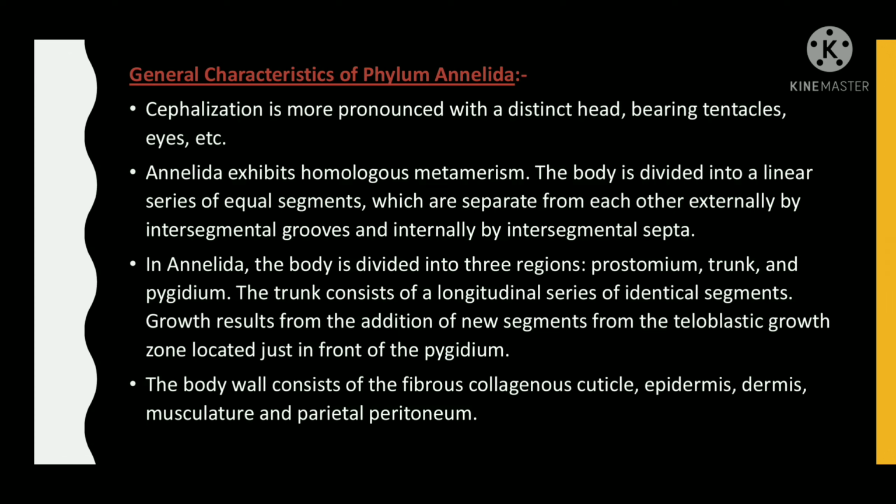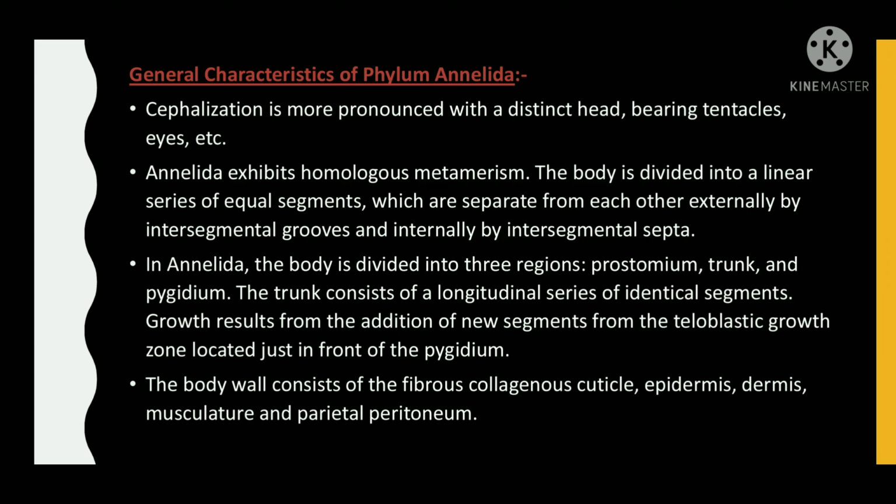General characteristics of phylum Annelida. Cephalization is more pronounced, with a distinct head bearing tentacles, eyes, etc. Annelida exhibits homonomous metamerism. The body is divided into a linear series of equal segments which are separated from each other externally by intersegmental grooves and internally by intersegmental septa.